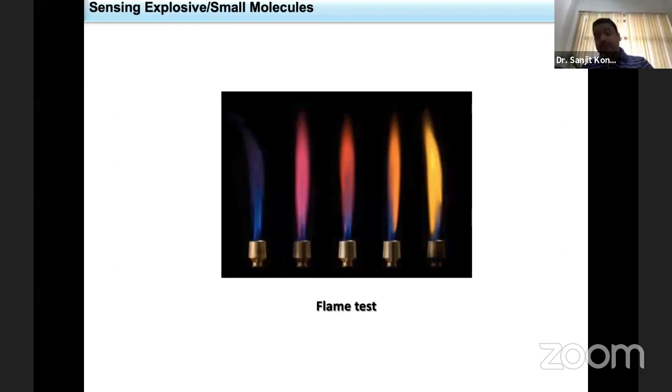Now, coming to another application of these metal organic frameworks: the sensing of small molecules or explosives. That is another aspect of these materials. What is sensing? What is detection?